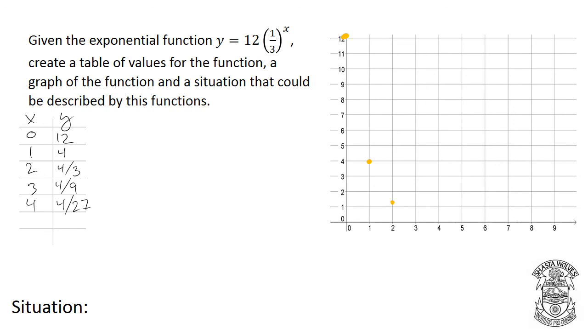You can see this is quickly decaying. Next we have 4/9, which is actually less than a half. So at 3 we're at less than a half. And then at 4 it is less than a fourth. This thing gets very, very small quickly. And if I was to grab a pen and draw the line that goes through those, the function looks something like this.